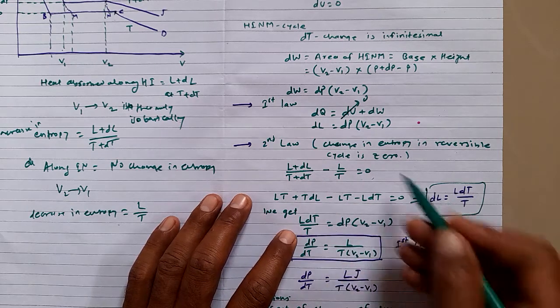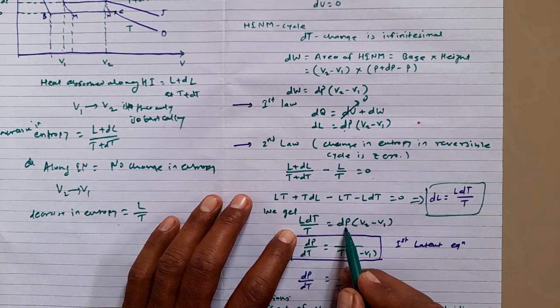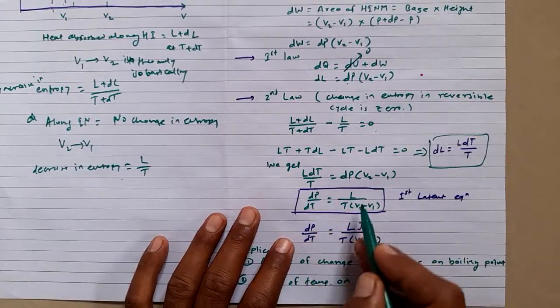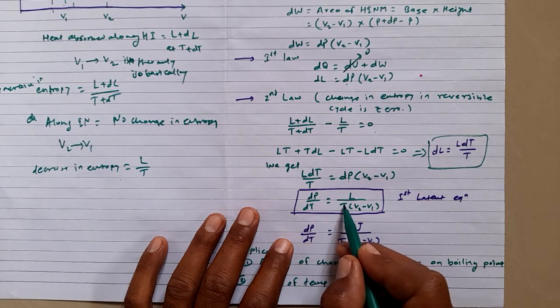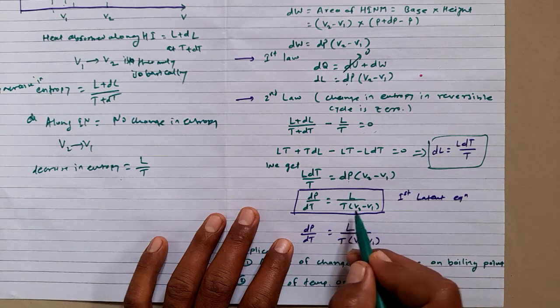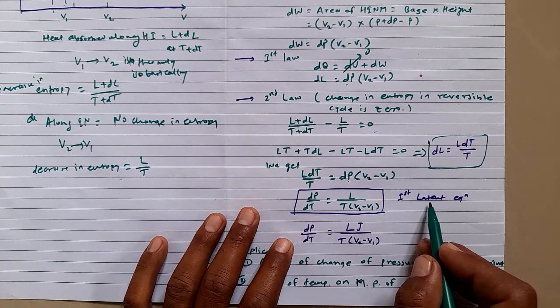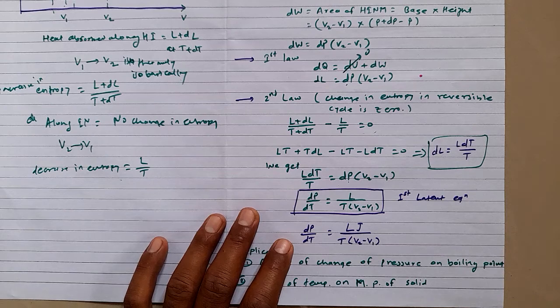So just try to substitute this back into the earlier equation here: L dT by T into dP into (V2 minus V1). So you just try to rearrange the terms. So dP by dT, the change in the pressure with respect to the temperature, is given by L upon T into (V2 minus V1). So this is known as the first latent heat equation, also known as Clapeyron's first latent heat equation.